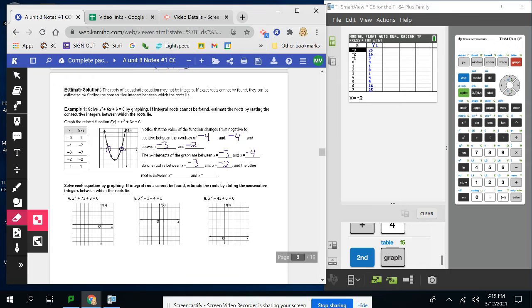This one sentence is missing something. So let's forget about this sentence. So one root is between negative 3 and negative 2, and the other root is between negative 5 and negative 4. And I wrote it wrong up there. Sorry about that. It's negative 5 and negative 4.